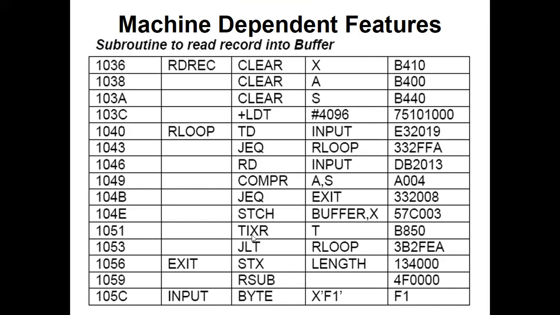We have this one here, which is TIXR T. We said that whenever you have registers, you use the format 2. But in case you have only one register, the second register, you make it a 0. So like here we have TIXR T. What is the opcode for TIXR? So it's B8. It is B8, very good.